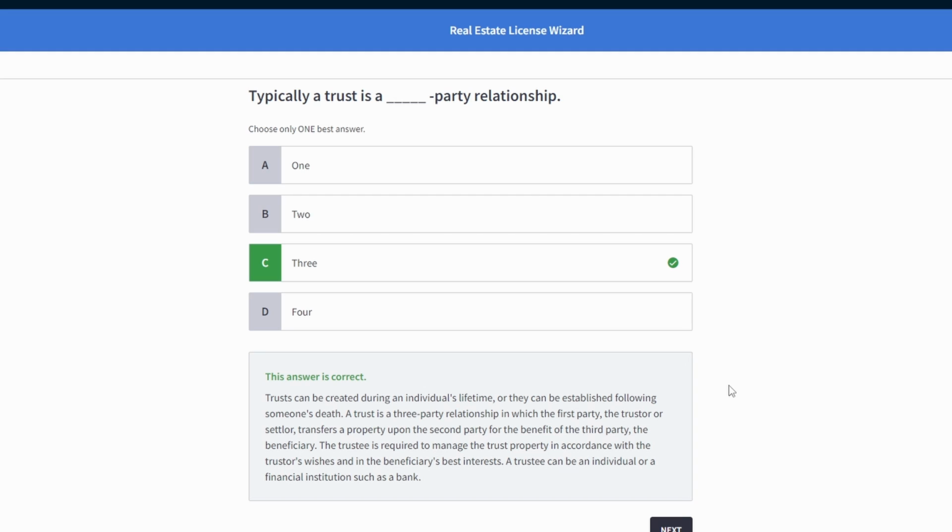So again, just need to be aware that each trust has 3 parties. It's a 3-party relationship, and obviously you need to be aware of which is which.